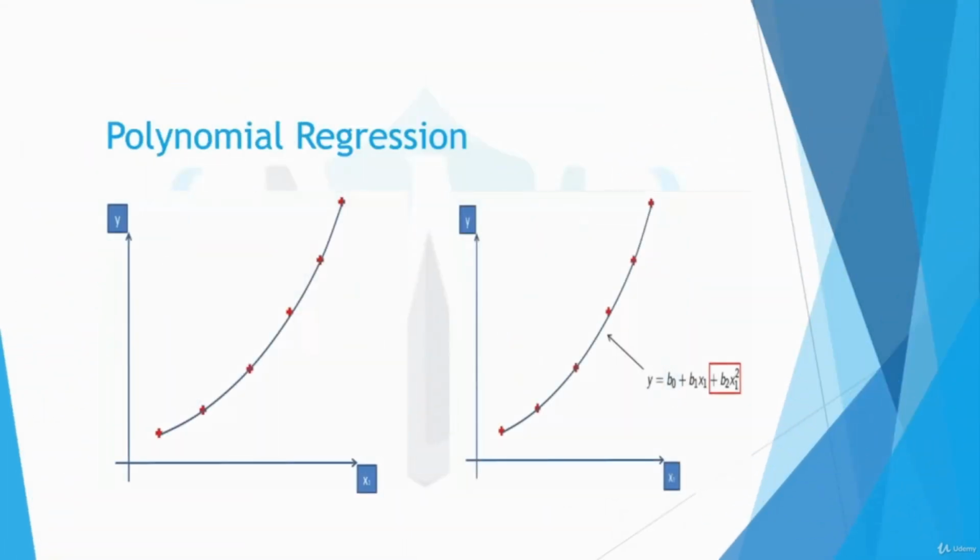So now as you can see, the equation y equal to b0 plus b1 x1 plus b2 x1 square, the curve made by this equation will satisfy all the data points in the plot and solve our problem. So when the data points are not in a linear relationship but in a non-linear relationship, then polynomial regression is very useful.